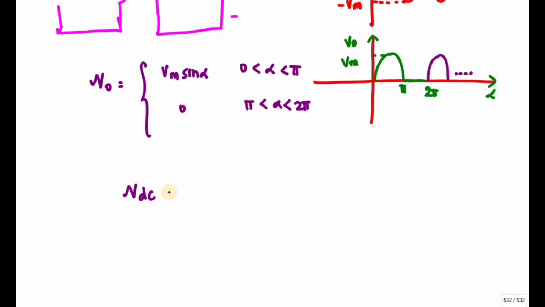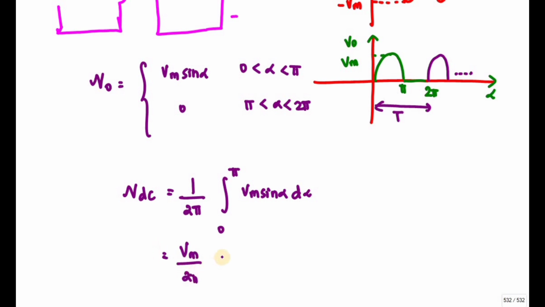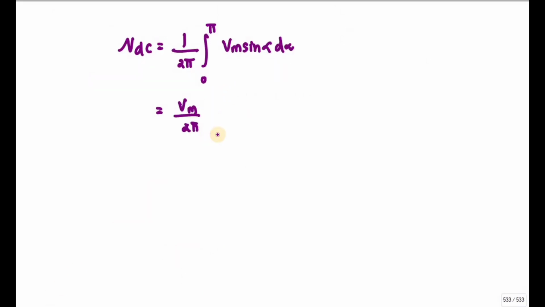In order to find the VDC value, VDC is equal to 1 divided by T, where T is nothing but 2 pi, and integration from 0 to 2 pi. So there is no use in writing up to 2 pi, I can write 0 to pi of Vm sine alpha d alpha, because from pi to 2 pi it is 0. Now I am going to take Vm outside. So Vm by 2 pi, and if I integrate sine alpha, I will get minus cos alpha. So you substitute the limits 0 to pi.